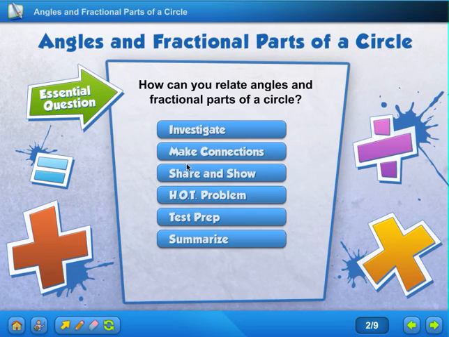Hello everybody, we are on lesson 11.1 and that is on page 417 in your colored math book. Today we are learning about angles and fractional parts of a circle. The question asks, how can you relate angles and fractional parts of a circle? So let's get started.